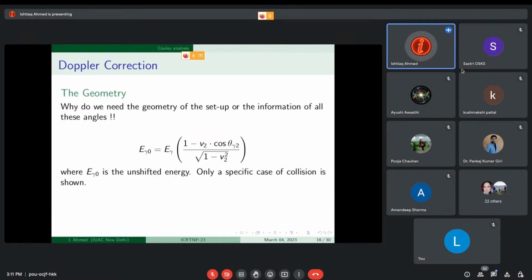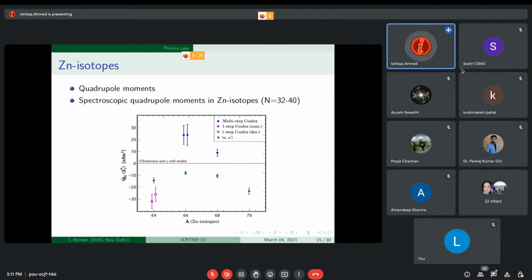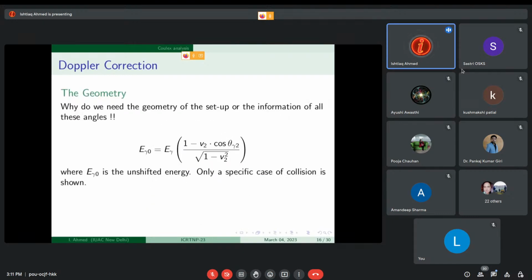So we went ahead and performed the experiments for 3 isotopes, as I mentioned: 64, 68 and 70 zinc. I am directly coming to the analysis part now. We have made the Doppler correction. For the Doppler correction you need the precise geometry of the experimental setup.